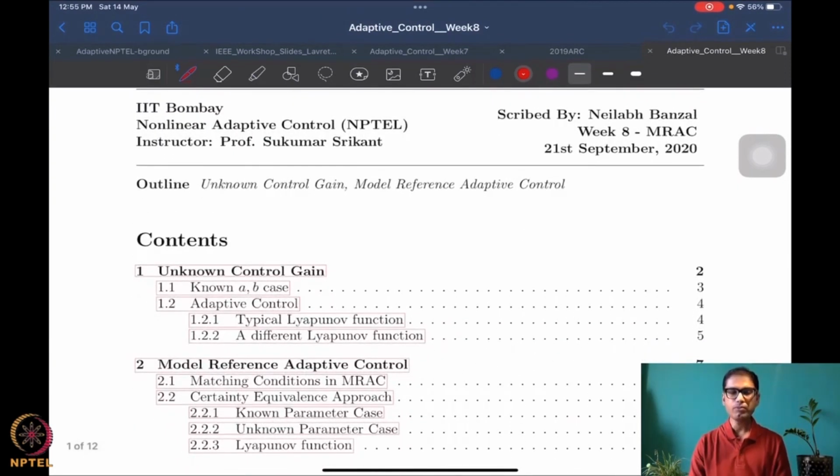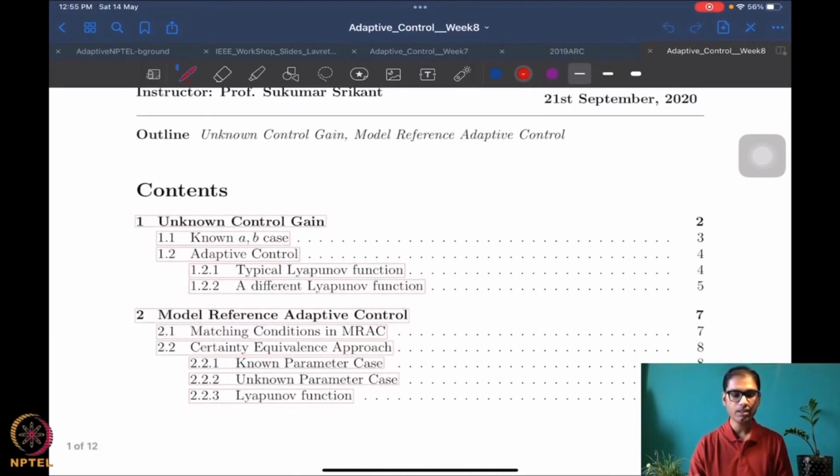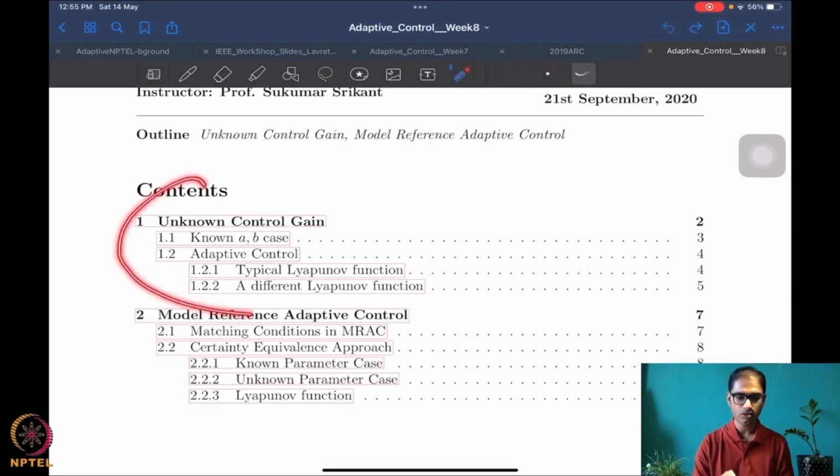So we will move on to a slightly different topic or set of topics now. We want to start off with the unknown control gain problem, right? So we will look at what is the unknown control gain problem. This is what we want to do in hopefully the next couple of sessions, right? We want to look at what is the unknown control gain problem and how do you handle it.